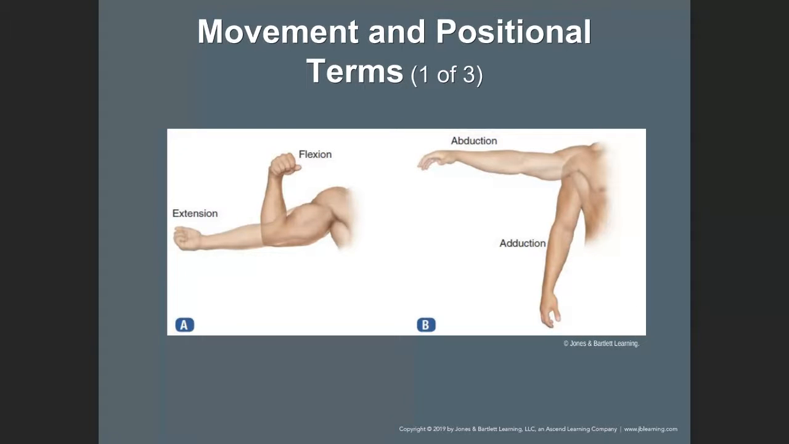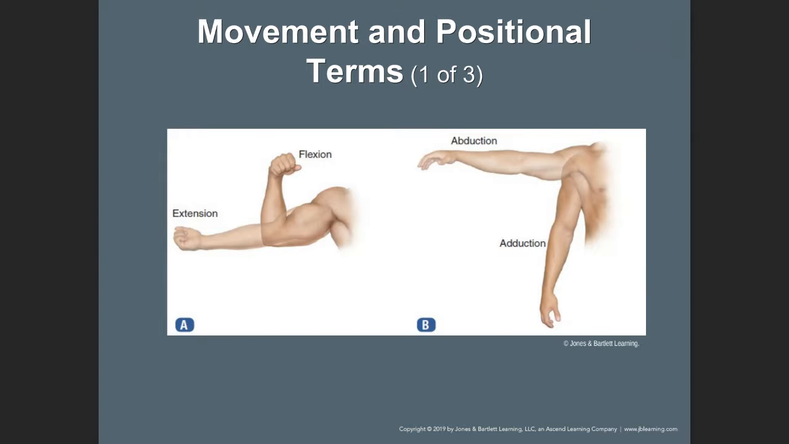Now, movement and positional terms. With the extremities, you can have flexion and extension, and that's the bending of a joint. So extension is when the arm is fully stretched out. Flexion is when there is a bend at the elbow.